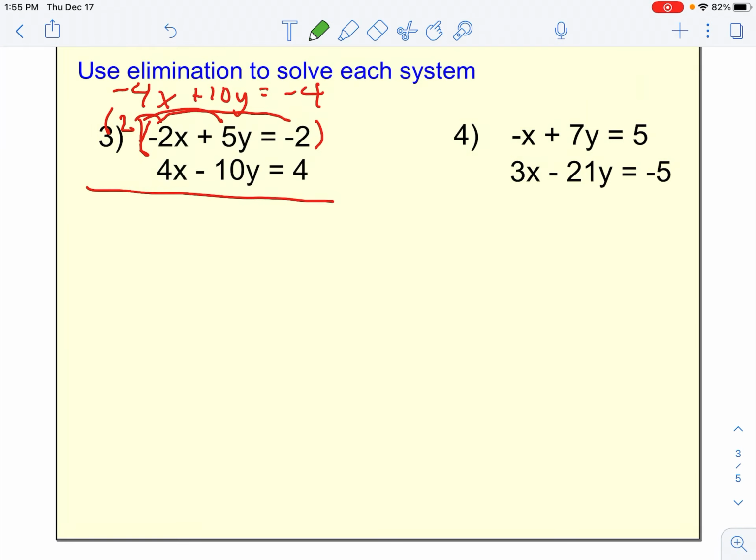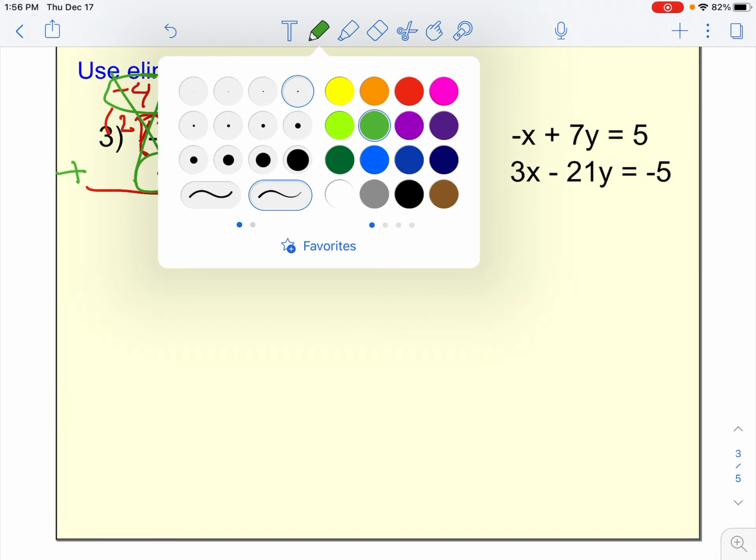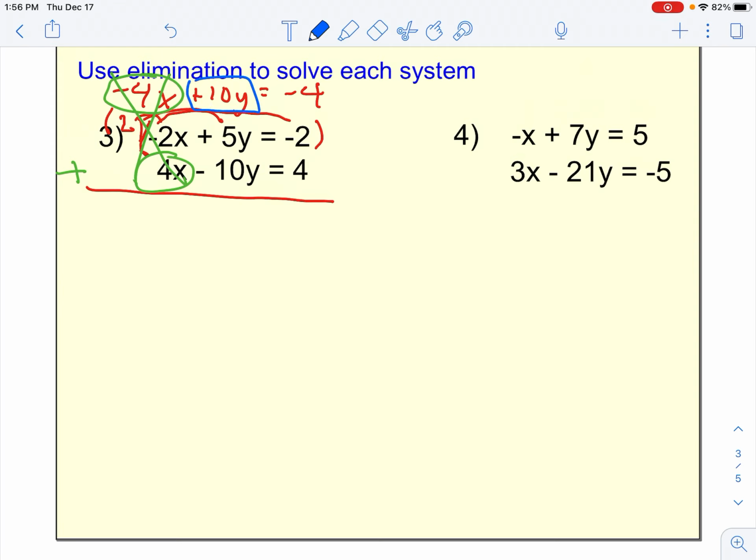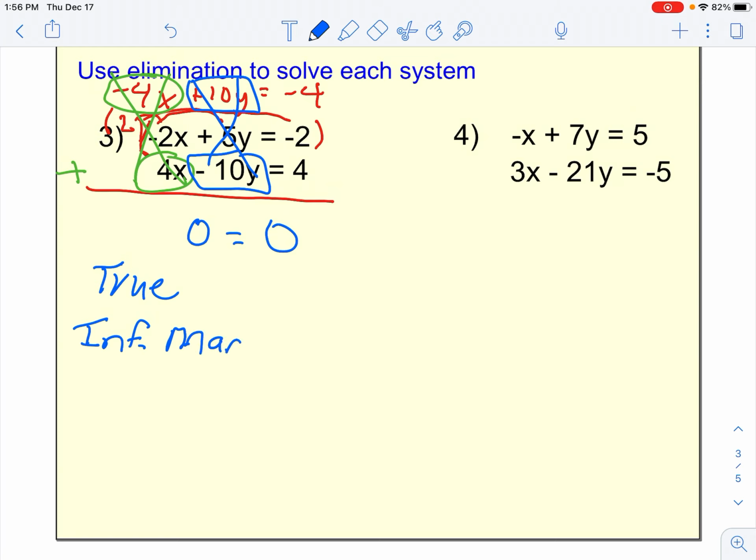I'm going to use a different color here. So when I take the -4x and add the 4x together, there's my variable that eliminates. But the problem here is that when I add up the 10y and the -10y, that also adds up to 0. So I have 0 is equal to 0. And is 0 equal to 0? Yes, that is true. So this is, remember, what it looks like when there are infinitely many solutions.